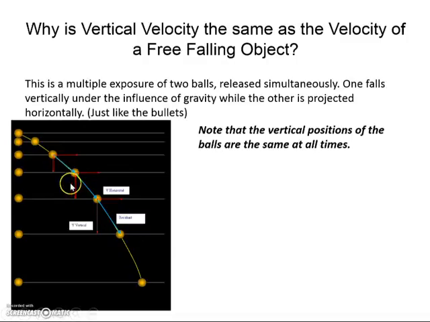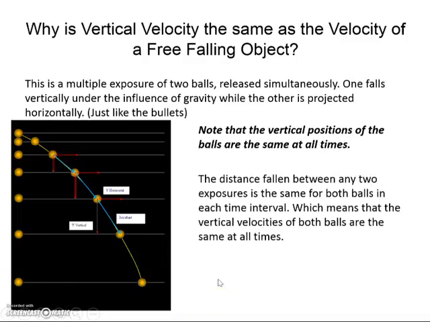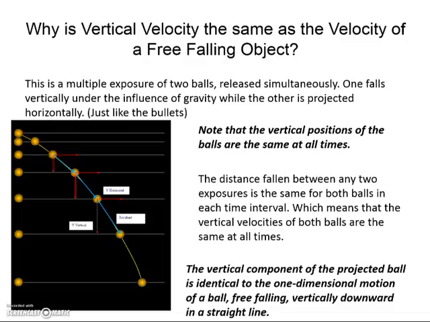Now, what we can see is that if we put lines across the middle of each ball, the vertical positions of the balls are the same at all times. So even though it seems strange that we could drop one straight at our feet, it would hit the ground at exactly the same time as the one that we actually fired or projected. So the distance fallen between any of the two exposures is the same, which means that they're falling at the same rate. So the vertical component of the projected ball is identical to the one-dimensional motion of a ball that's just falling straight downwards.